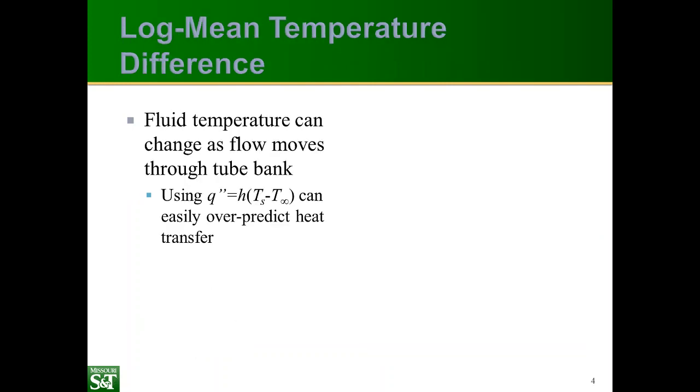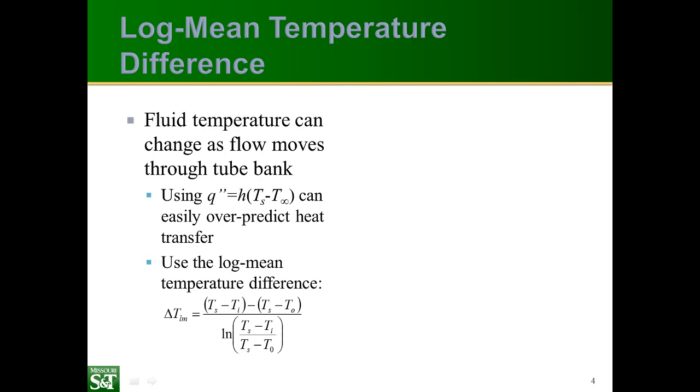We can also look at the log mean temperature difference. As I said earlier, the fluid temperature can change as the flow moves through a tube bank because it's going to absorb energy. So using heat flux equals h delta T can actually overpredict the heat transfer if you use the initial temperature. The reason is because as the fluid moves along, the fluid temperature gets closer to the surface temperature, and the heat transfer is going to be degraded. So you could easily overpredict the total heat transfer. The way we avoid that is to use the log mean temperature difference.